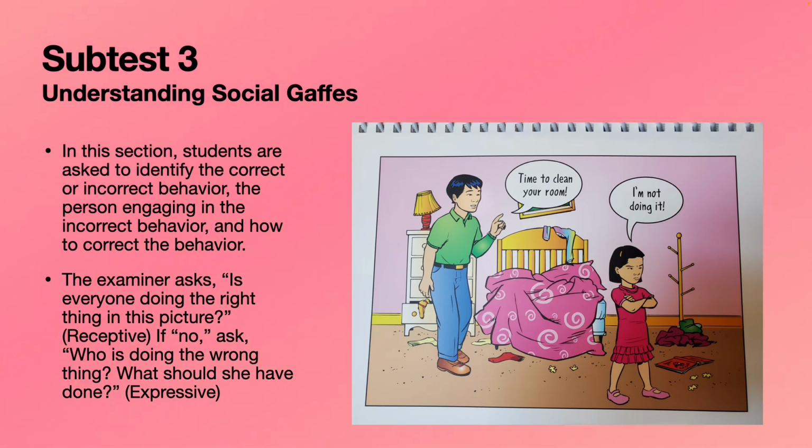In subtest 3, students are asked to explain social gaffes. They will identify the correct or incorrect behavior first, then tell how to correct the behavior. In this example, the examiner asks, is everyone doing the right thing in this picture? A receptive question. If the student says no, then the examiner asks, who is doing the wrong thing? What should she have done? Those are expressive questions.